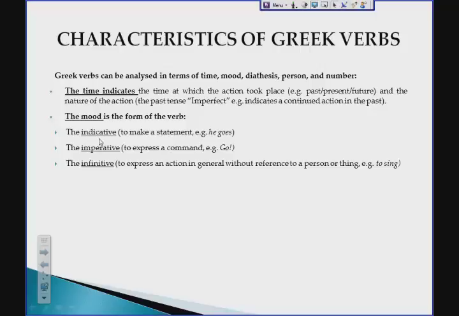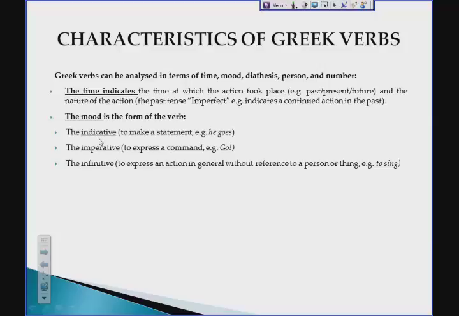And so far, we have dealt with only three moods, and this is all we have under Greek verbs. That is the indicative, you make a statement, and then it can be in the past, it can be in the future, it can be in the present, but just a statement. I will go, I go. They have walked, or they walked. That is a statement.